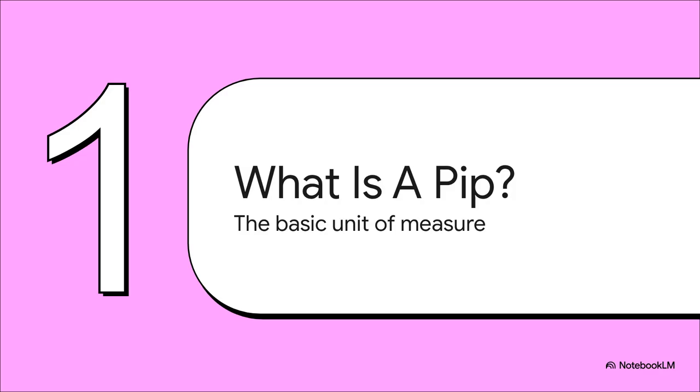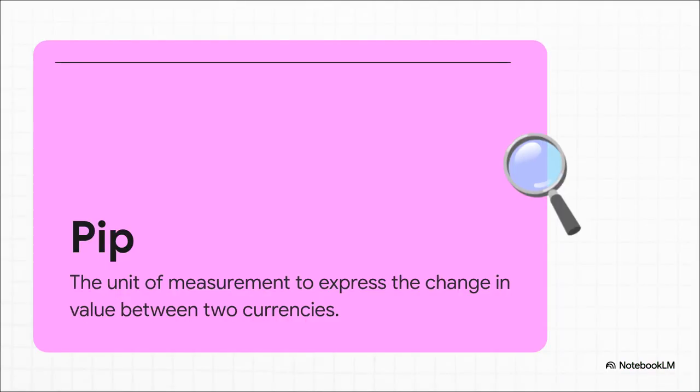Well, the answer is a tiny but incredibly powerful concept called the pip. Think of it as the secret weapon that brings some order to all that chaos of shifting currency values. And let me tell you, getting a handle on this, it's completely non-negotiable if you're serious about trading. So what is a pip, really? It's just the basic unit of measurement we use to talk about the change in value between two currencies. I mean, it's kind of like an inch on a ruler or a degree on a thermometer. It's that standardized go-to unit for the entire Forex market.